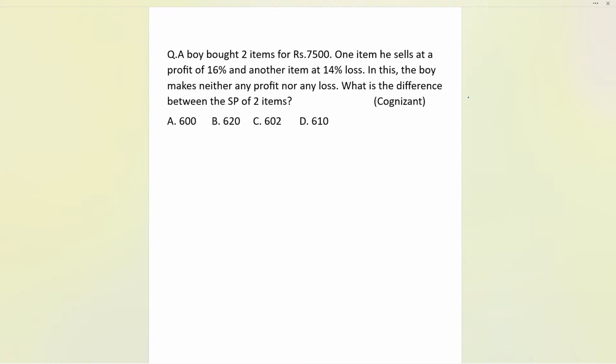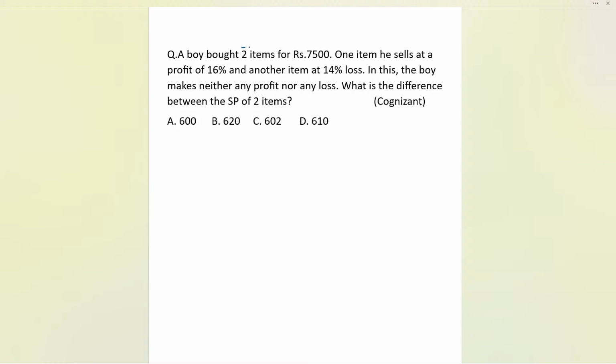Thirty seconds to go. Okay, the time is up, and 30 seconds more buffer time. Okay, the time is up. Now let us see over here.